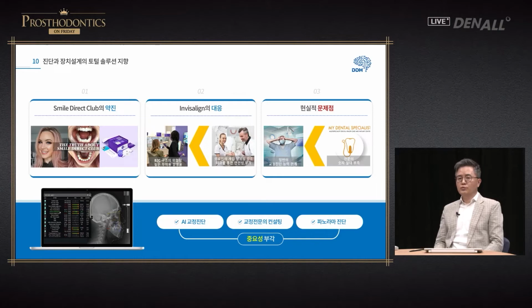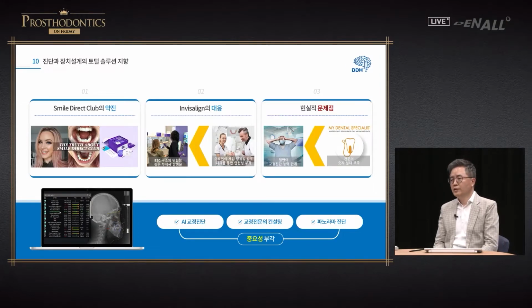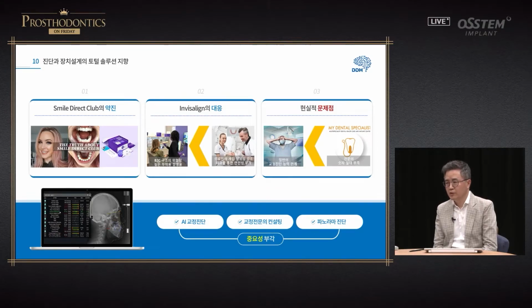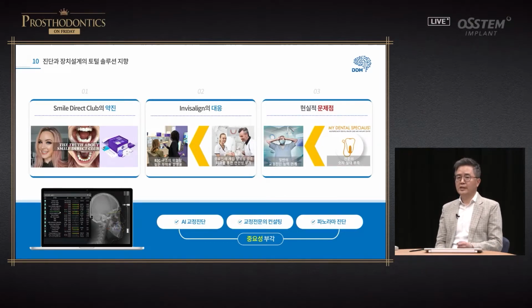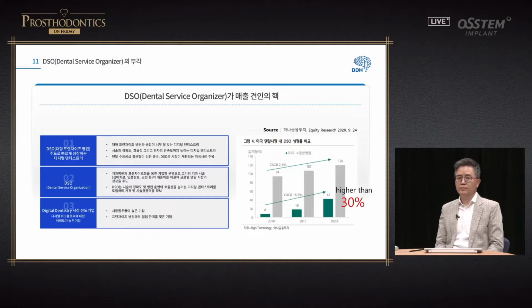Smile Direct Club is making some real headway, and Invisalign's response is that the dentist and expert touch is required. However, there's always a lack of qualified professionals. How can we replace such professionals? We can replace the manual work using AI. This is not just about orthodontics, but it can also be applied to implant guides as well. This is a bit interesting.